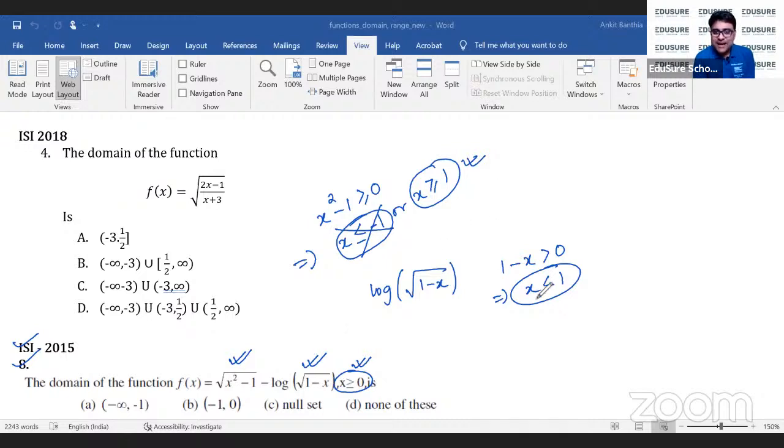How can both of these happen simultaneously? How can x be greater than equal to 1 and be less than 1 at the same time? Not possible. Answer: null set. Majority of you have marked this. Absolutely correct. The ones who have failed to mark C, I hope now you have understood why the answer is C.